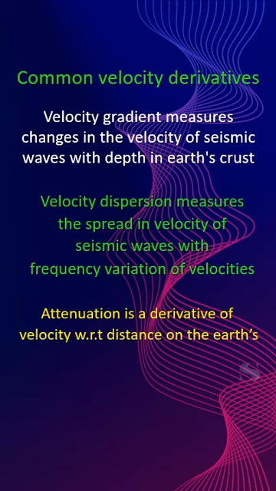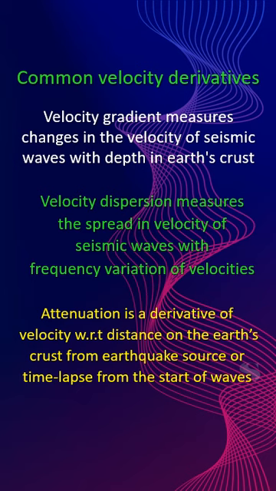Attenuation measures the decrease in the amplitude or intensity of a wave as it travels through a medium. It is a function of distance or time. Thus, it is another type of velocity derivative which involves rates of change with respect to increasing distance on the Earth's crust from the earthquake source or with respect to time lapse from the start of waves.